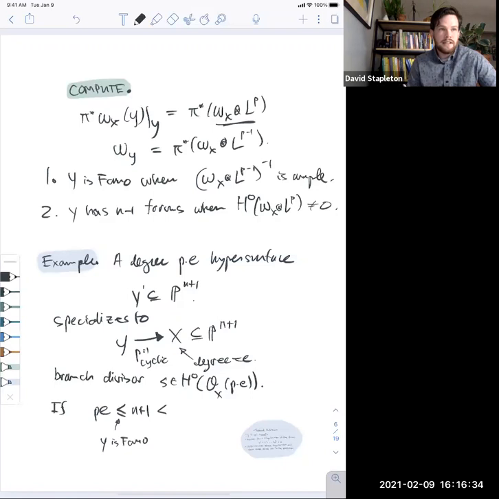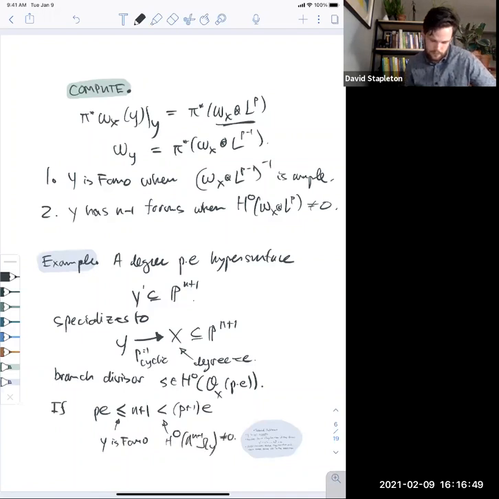And if n plus 1 is strictly less than p plus 1 times e, then the global sections of wedge n minus 1 of omega y is non-zero. Okay. So it's not necessarily that many Fano or that many degrees of Fano varieties, but it's very interesting because this is something that is sort of special to characteristic p.